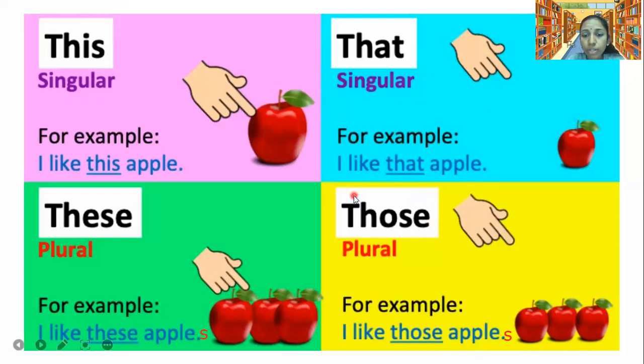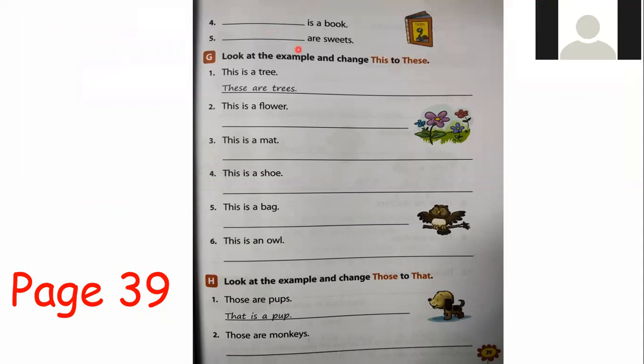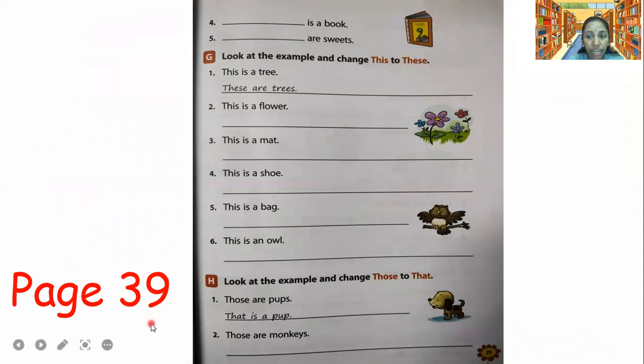Right, now let's look at our activity. The other day we have done activity F, until question number 5. So today we are going to continue on exercise G. Please take out your grammar book, children, and turn to page 39. Can all of you turn to page 39?